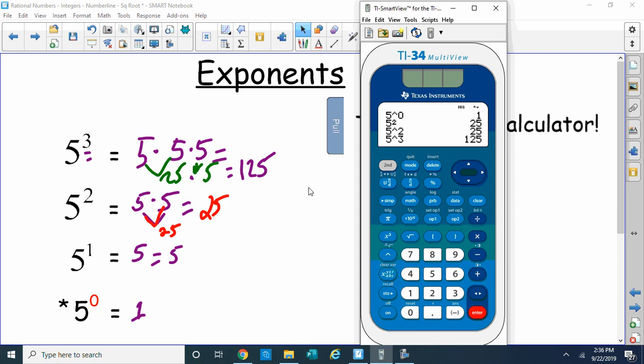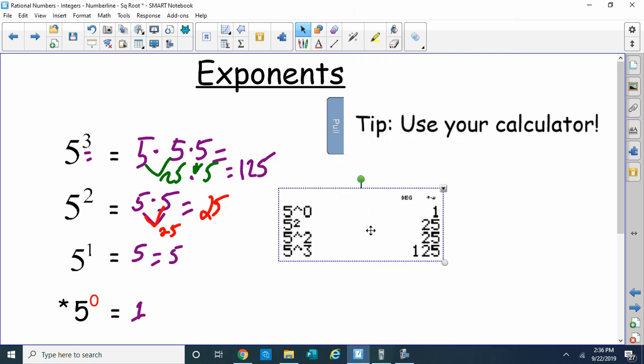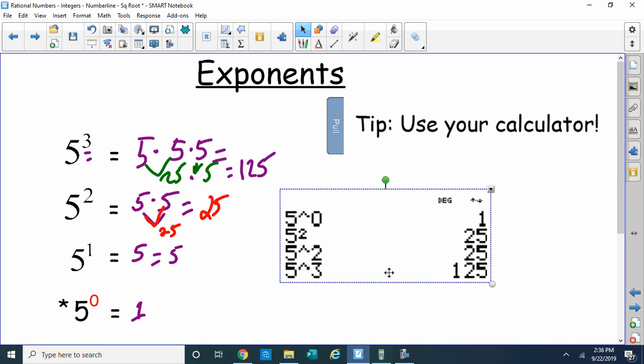So let's take all of these and put them next to these answers right here so you can see them nice and clear. So use your calculator. That way you don't have to knock yourself out. All right, let's go on.